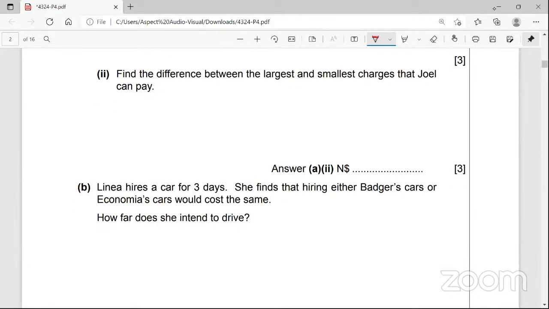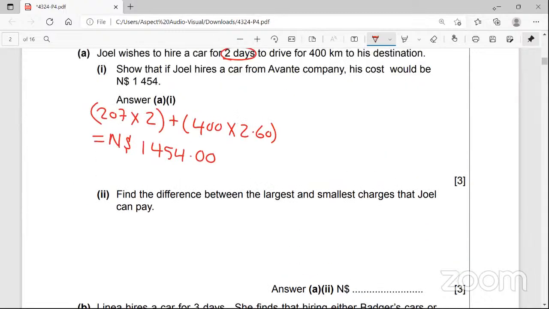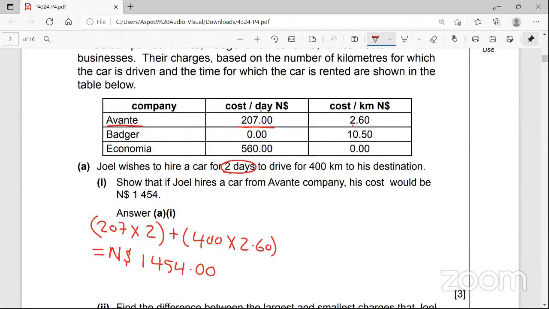The second question says find the difference between the largest and the smallest charges that Joel can pay. How do we find the difference between the largest and the smallest that the person can pay? There is an assumption that you do not know from which company, so you need to know all the amounts, whether from the first company, the second, or the third. Which one is going to be the minimum, the maximum, and the median one.